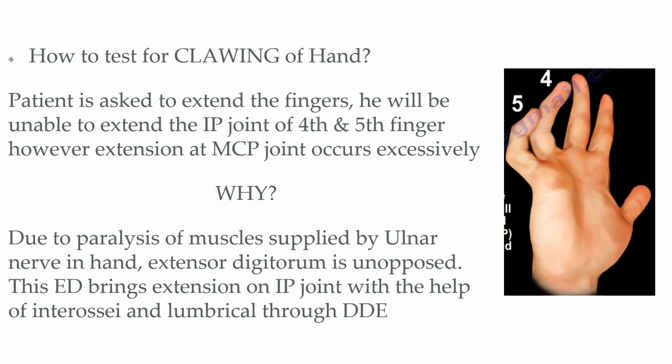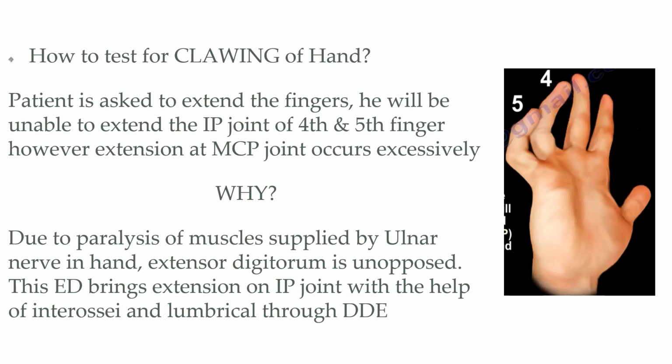Students, normally, extension of the digits is brought about by contraction of extensor digitorum. This extensor digitorum is a powerful extensor of metacarpophalangeal joint, but it has to act along with lumbricals and interossei in order to bring about extension at interphalangeal joint. And how does extensor digitorum bring about extension along with interossei and lumbricals? All these three sets of muscles act on the dorsal digital expansion in order to bring about extension at interphalangeal joint.